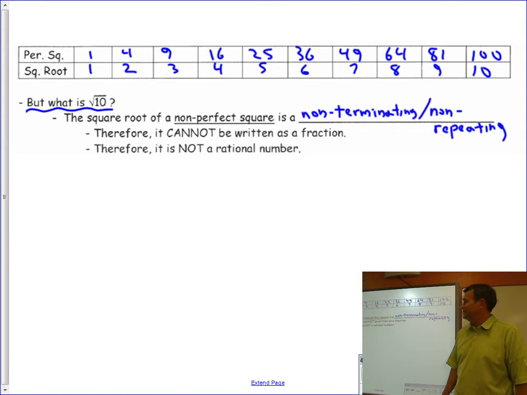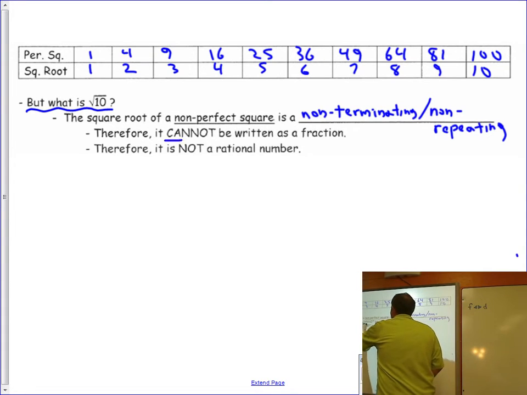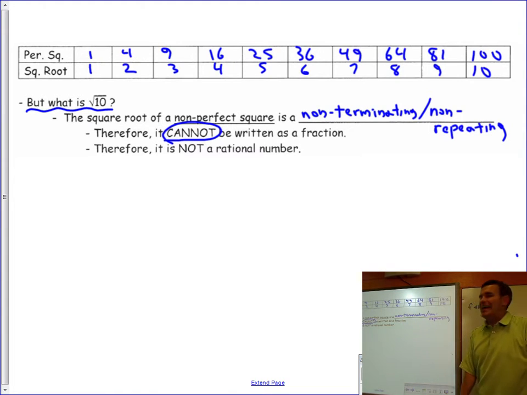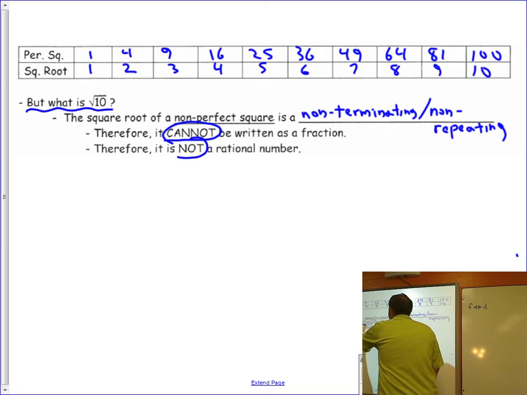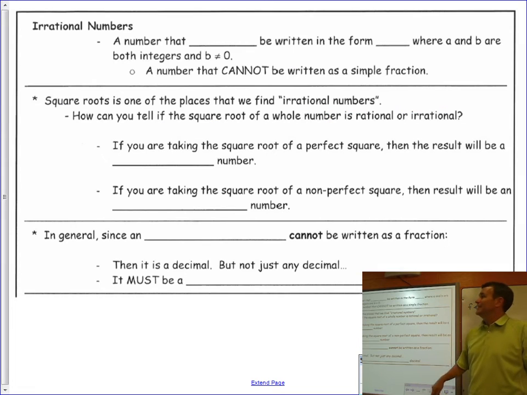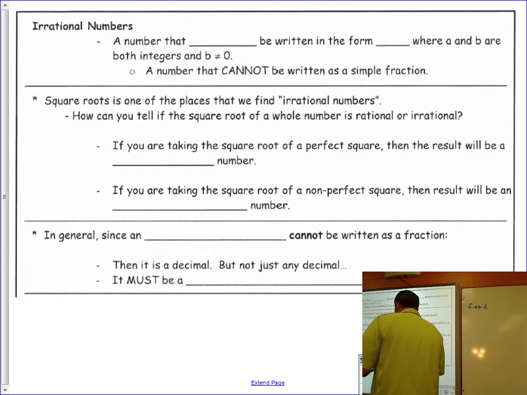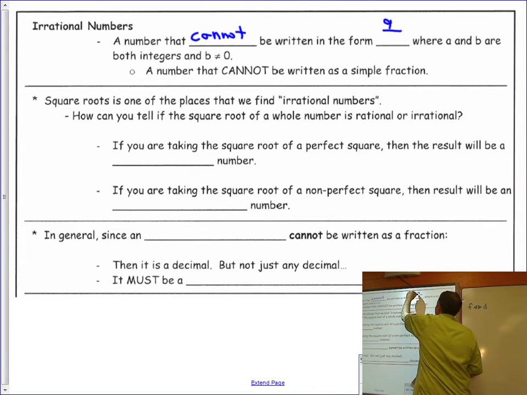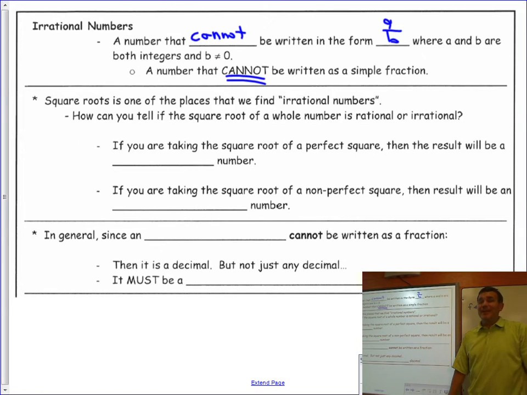Let me go back for a second. A non-terminating, non-repeating decimal cannot be written as a fraction. And if it cannot be written as a fraction, it's not a rational number. And if it's not a rational number, then it's an irrational number. An irrational number is a number that cannot be written in the form a over b. It's a number that cannot be written as a fraction. That's what an irrational number is, a number that cannot be written as a fraction, or a non-terminating, non-repeating decimal.